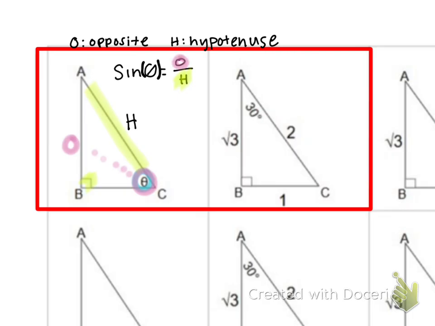Now, that's what sine is. Sine is the ratio between those two sides. I'm going to show you how to do that with numbers in a second, but for right now, let's just go on to our next one.